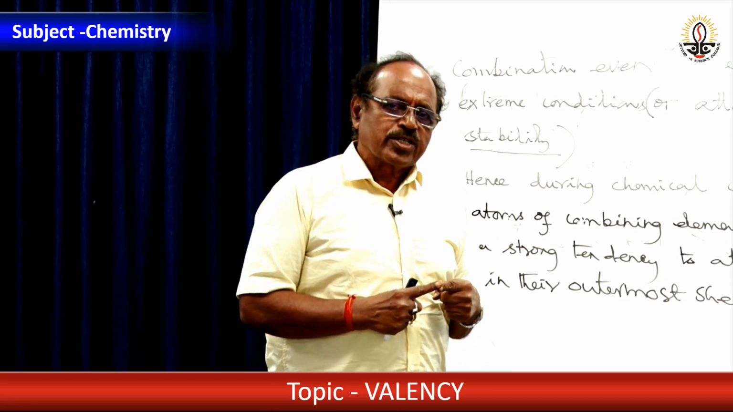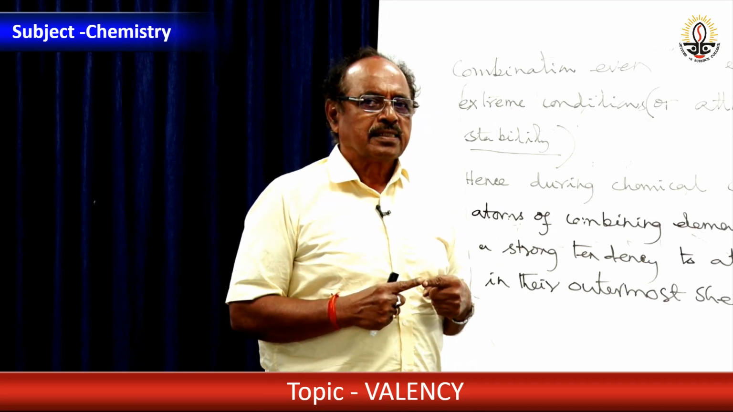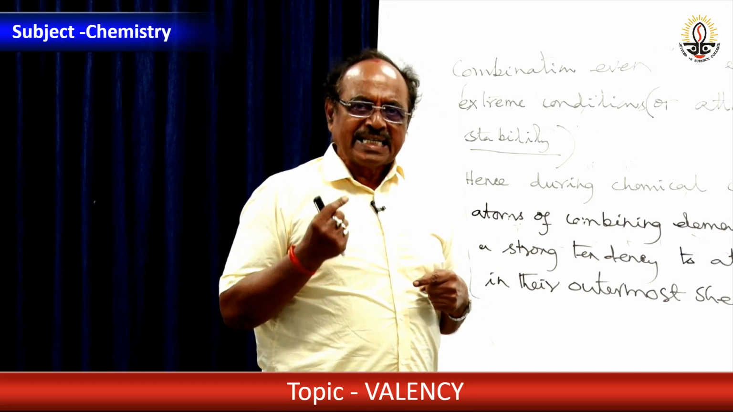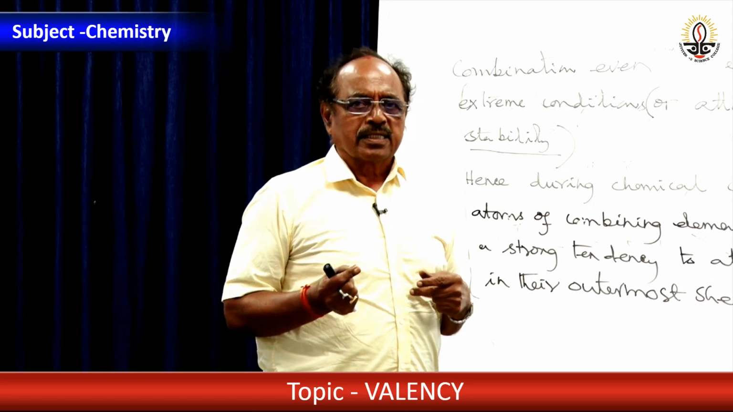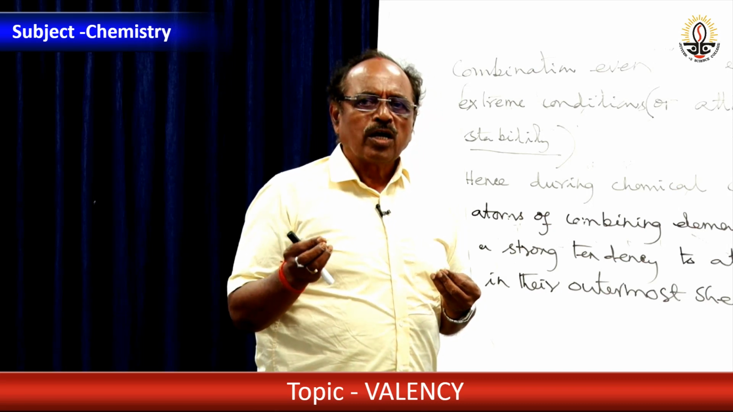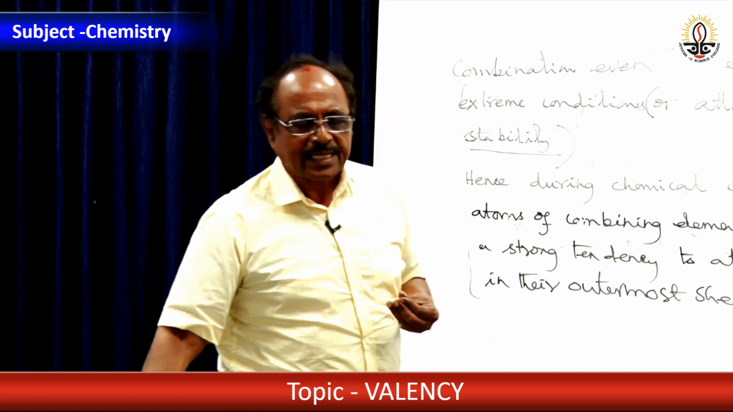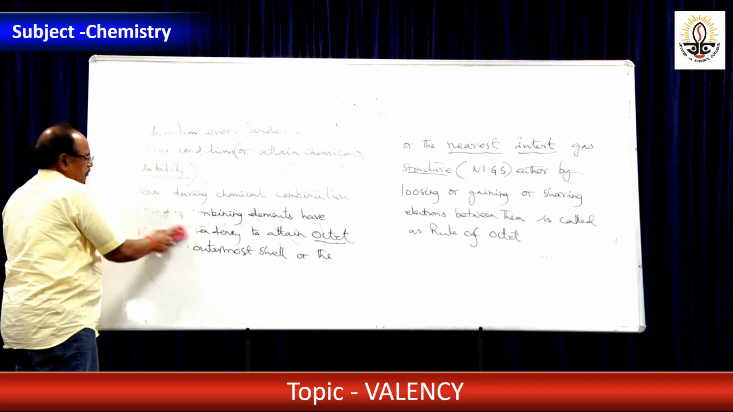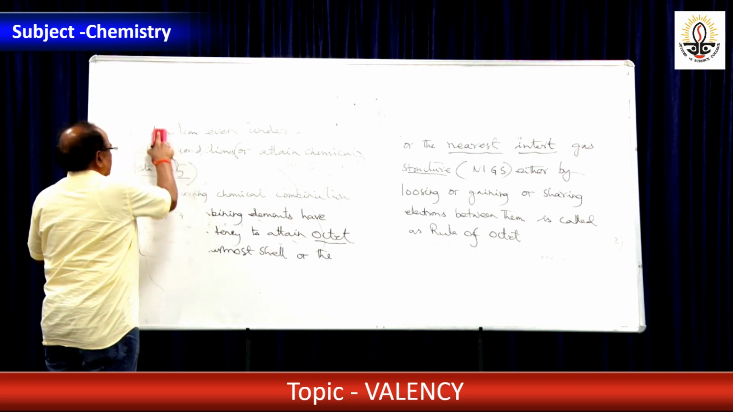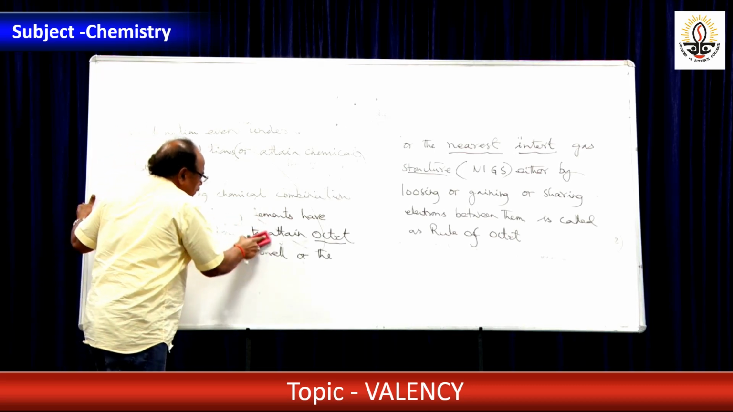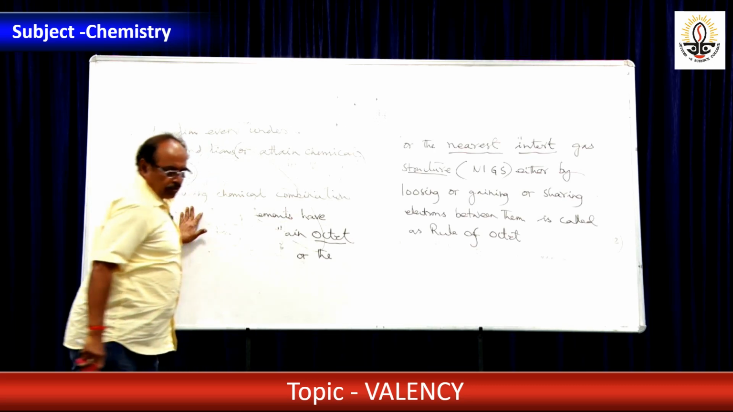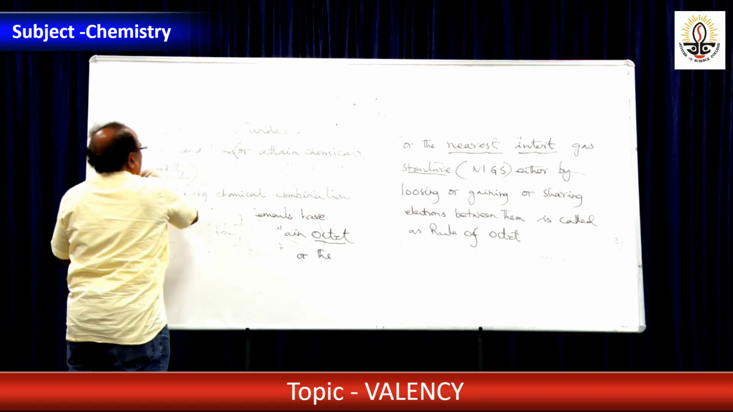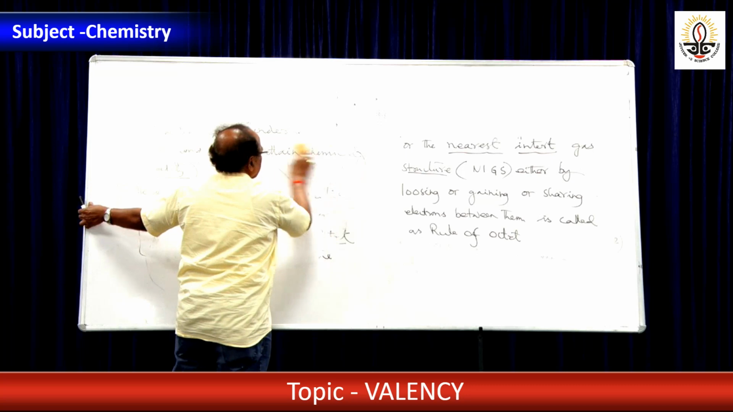So during chemical combination, atoms of the combining elements have a strong tendency to attain octet or the nearest inert gas structure. How? Either by losing electron or by gaining electron or by sharing electron. So, that is called the rule of octet. From this rule of octet, the definition of valency according to electron theory was proposed.